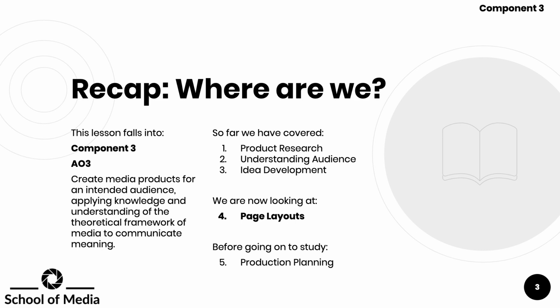So far we've looked at product research, a really important stage in the process, understanding what's out there already and what you're going to produce. We've looked at understanding different types of audience, who they are, how to reach out to them, how they might respond to your product. We've developed your ideas a little bit, so you should all have a chosen genre by now that you're working in and some rough idea of what it is that you want to produce.